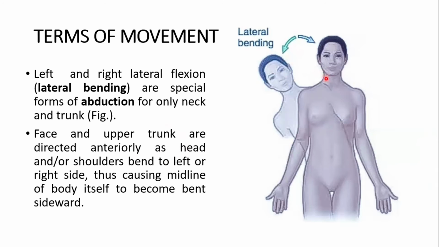So now the lateral bending, right, left and right lateral flexion. Lateral bending is a special form of abduction for only the neck and trunk. Face and upper trunk are directed anteriorly, this face and neck. You could see this. But always please follow my laser.